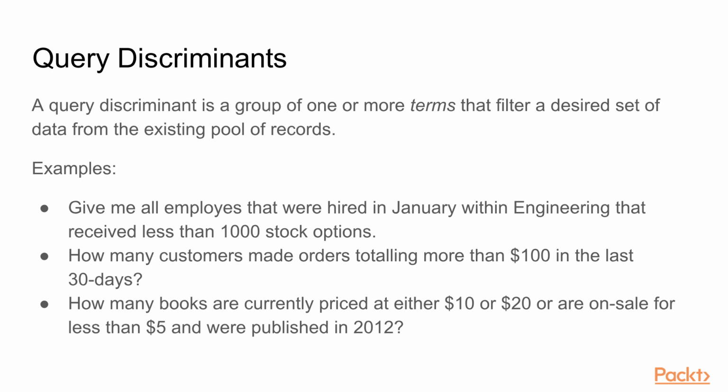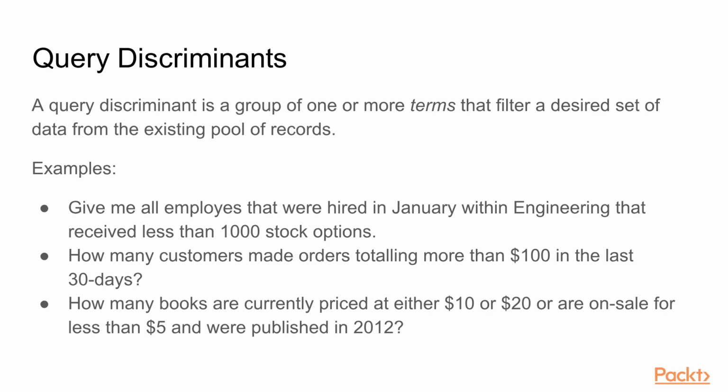And the curveball on this particular query is that we're looking for a dynamic date range. In other words, we don't know when this query will execute, but we want to look at the current date and then calculate 30 days backwards to figure out our orders that satisfy the query criteria. And then the third query is: how many books are currently priced at either $10 or $20, or are on sale for less than $5, and were published in the year 2012? So that's a little bit more of a complex query.